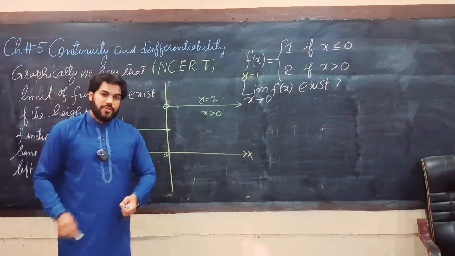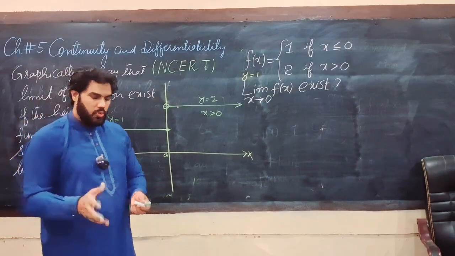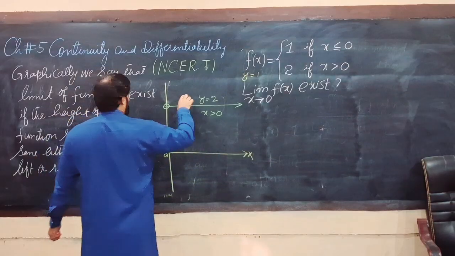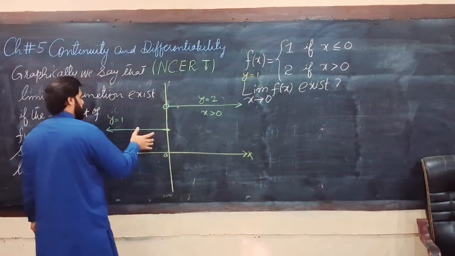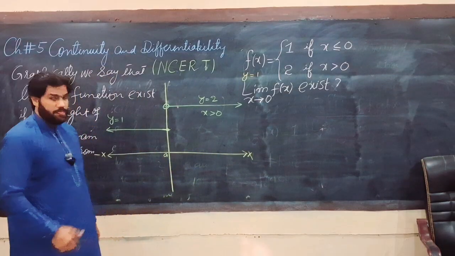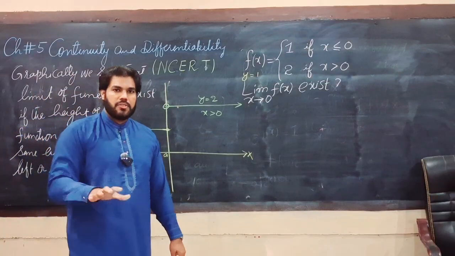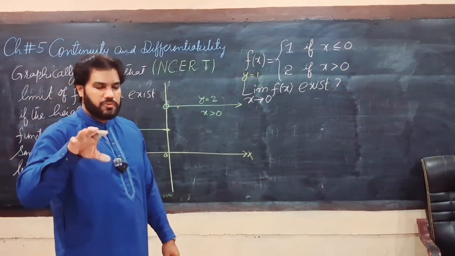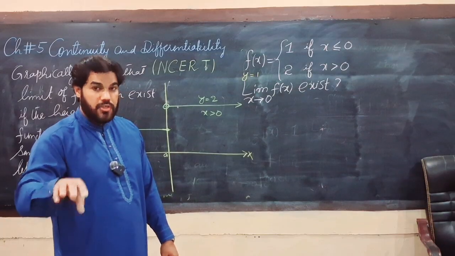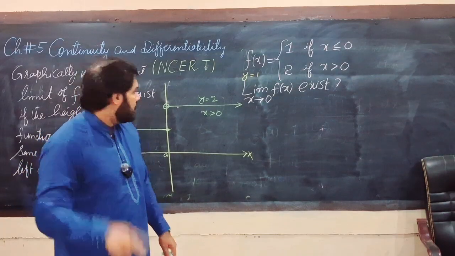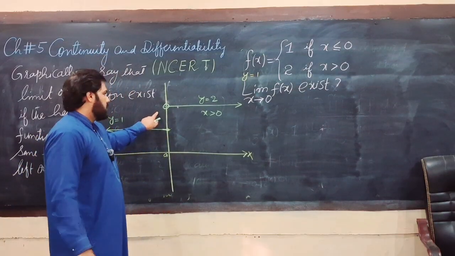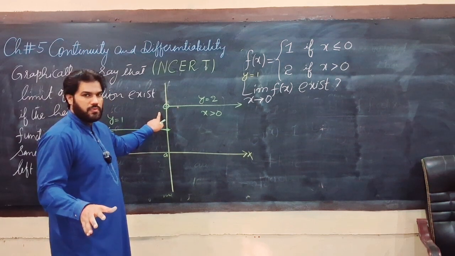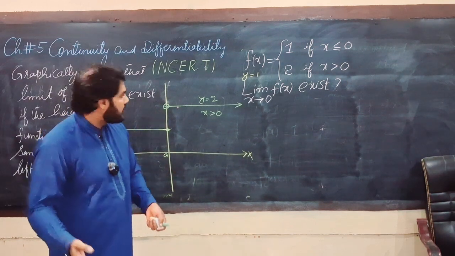So you can notice that the height of the function in both parts is not the same. On the right side it has a height y is equal to 2, on the left side it has a height y is equal to 1. So in simple words we say that this graph has a jump, has a gap. Its y values are not the same, its height is not the same. So graphically I can say that the limit of this function does not exist, without calculating numerically.